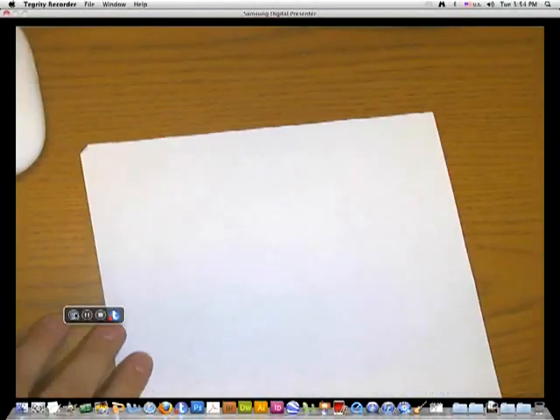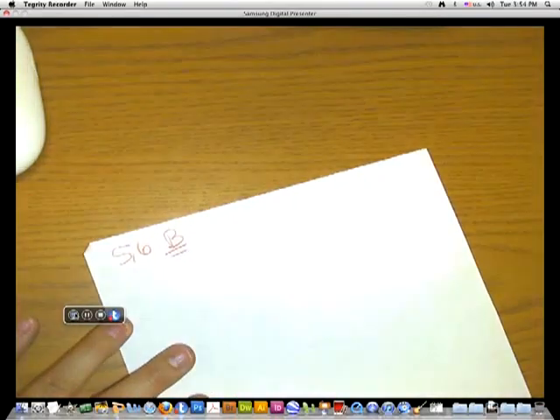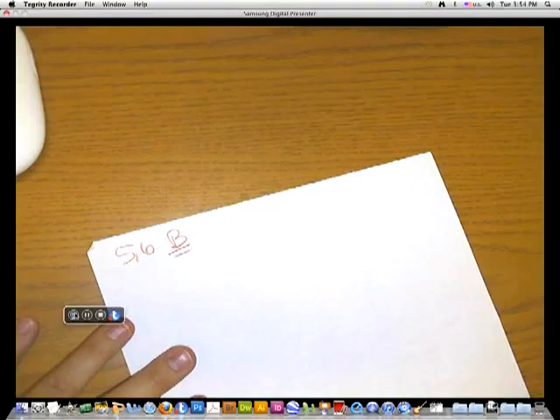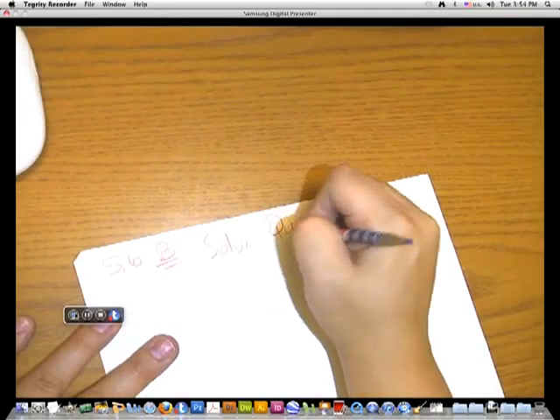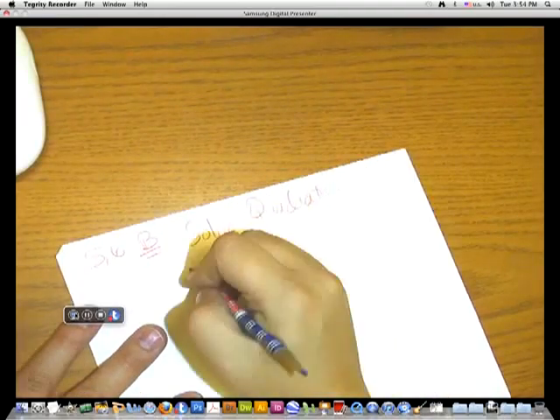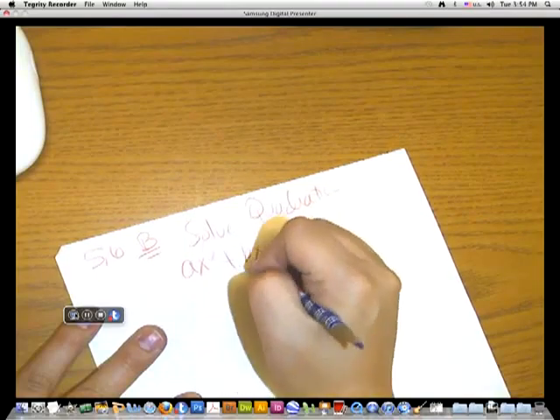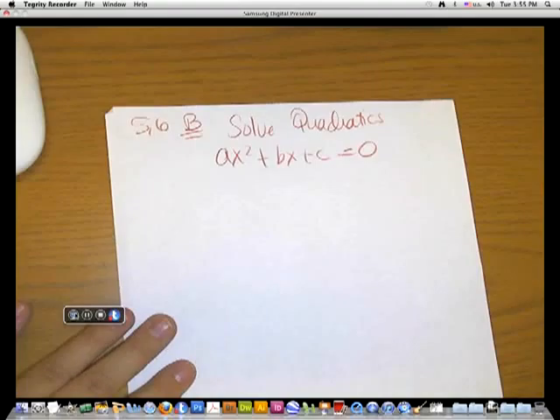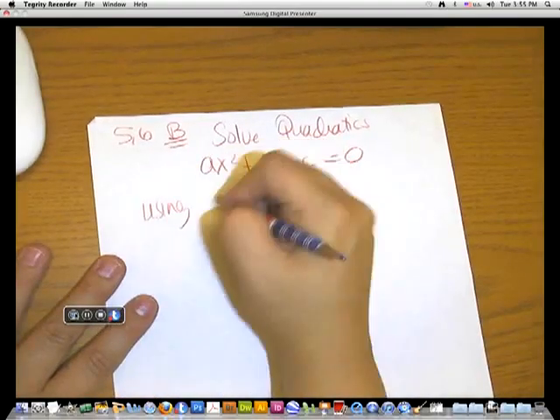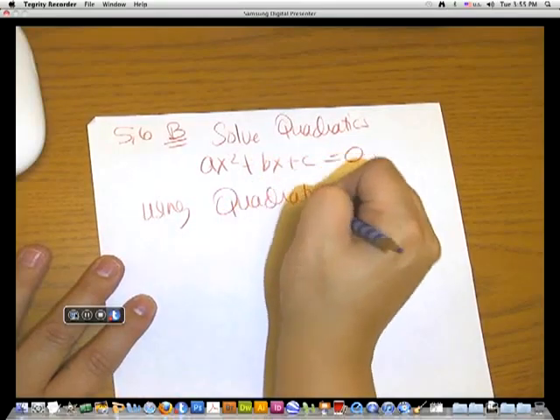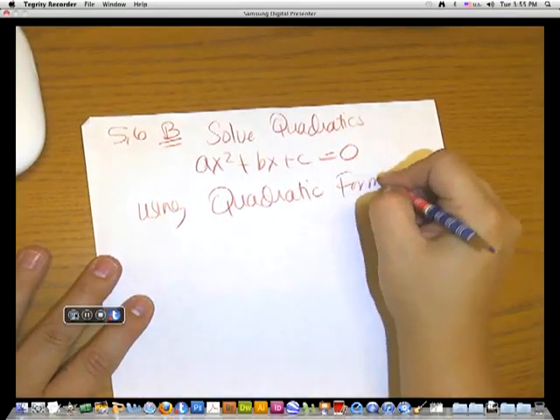Okay, I know it sounds like we're going to be going backwards here because we're doing 5.6 part B, even though the night before you watched 5.5. 5.6b is we're going to solve quadratics again, meaning ax squared plus bx plus c has to equal 0. It has to equal 0. But this time we're going to do it using the quadratic formula.